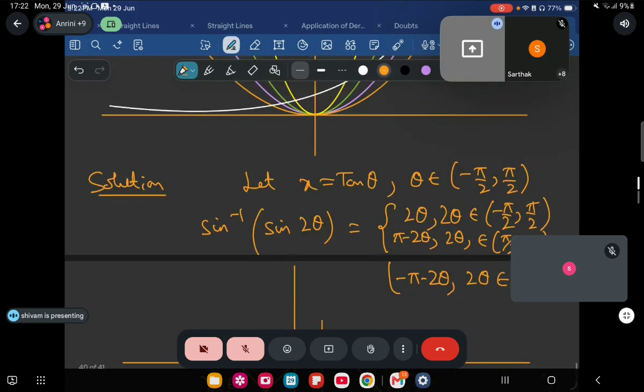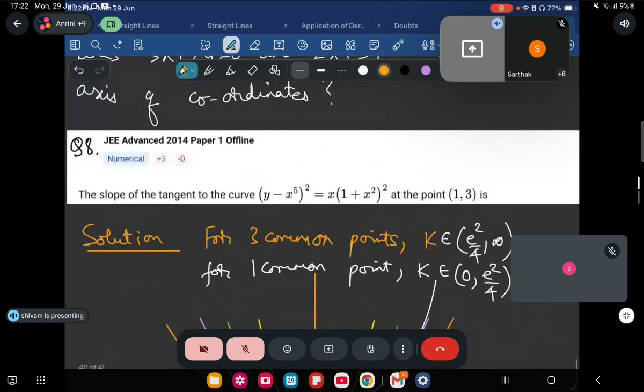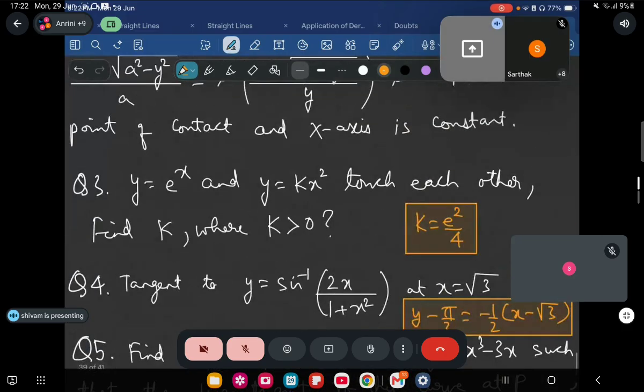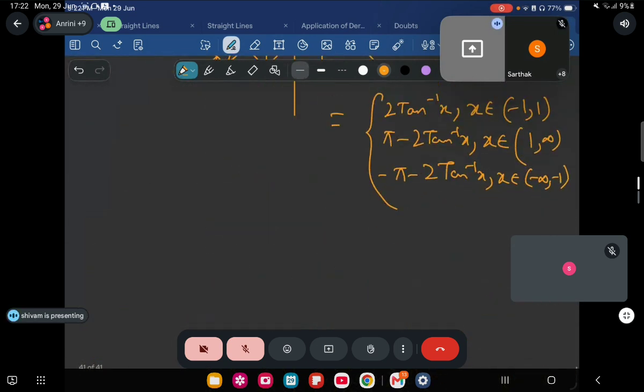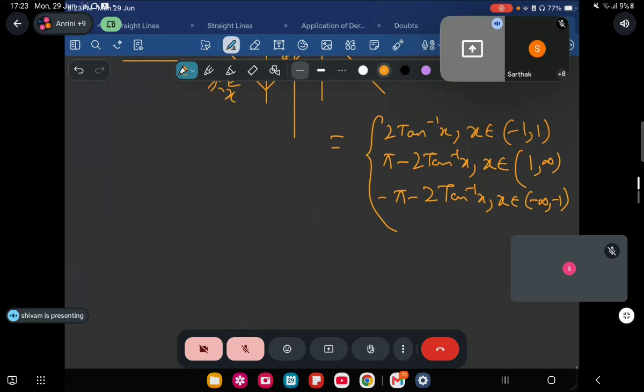So your value, that is x equal to root 3, where does it lie? Tell me, Sarthak. 1 to infinity. So we are supposed to use the second branch, isn't it? So your y is now equal to this. The rest, I think you can solve it, right? Tell me. Yes, sir. Understood, sir. Minus half, the slope.